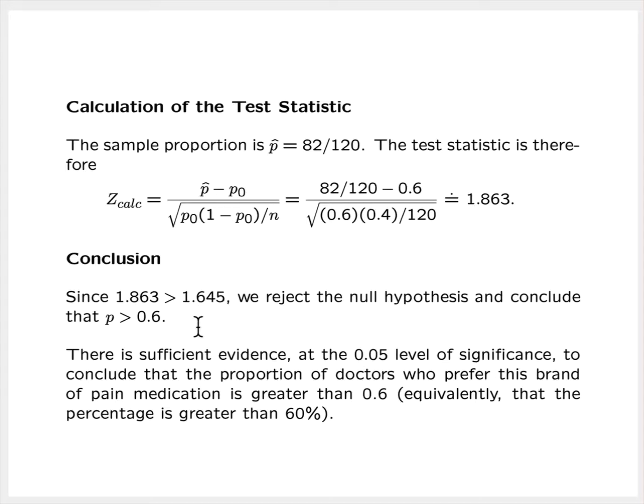than 0.6. And so we can conclude then that there is sufficient evidence at the 0.05 level of significance to conclude that the proportion of doctors who prefer this brand of pain medication is greater than 0.6. Equivalently, we then therefore conclude that the percentage of doctors who prefer this particular brand of pain medication is greater than 60%. So at a 0.05 level of significance, the claim is warranted.